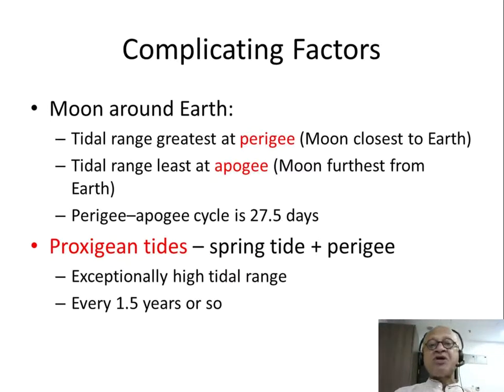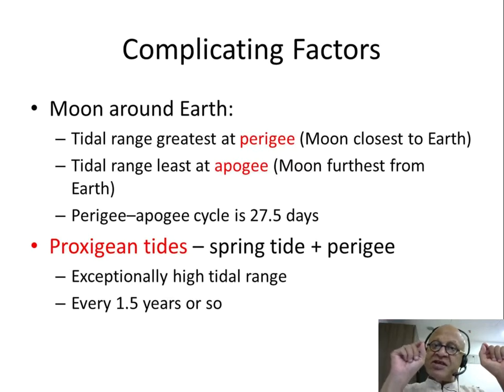Do you need to worry about it? It's good to remember, but just decide what you might end up doing in the end with the tides anyways, right? But good to know these things. So Proxigean tides occur when you have a spring tide, so the constructive interference between the lunar forcing and the solar forcing, and the moon is at its closest point to Earth. So spring tide plus perigee is going to give you something called the Proxigean tide. So you get an exceptionally high tidal range.